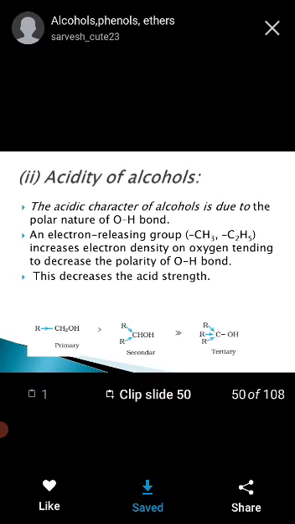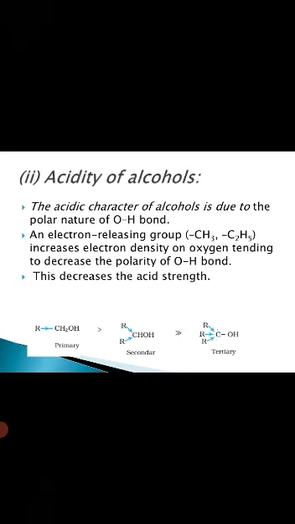Acidity of the alcohol. The acidic character of the alcohol is due to the polar nature of the OH group. An electron releasing group increases electron density on oxygen, tending to decrease the polarity of the OH group. This decreases the acid strength. So keep in mind, electron releasing groups like CH3, C2H5 increase electron density on oxygen, decreasing the polarity of the OH group. So when polarity is decreased, its strength as an acid decreases, as in primary, secondary and tertiary alcohol.